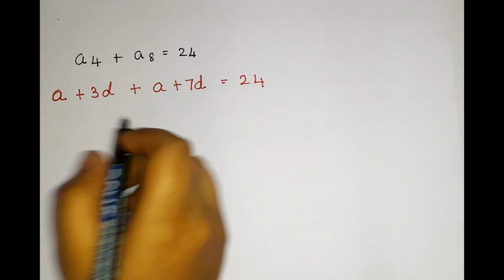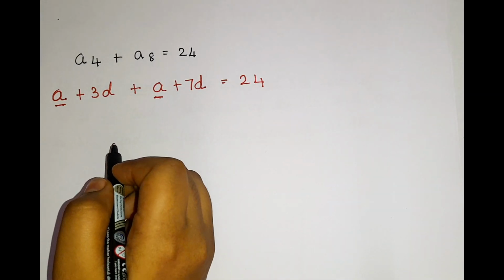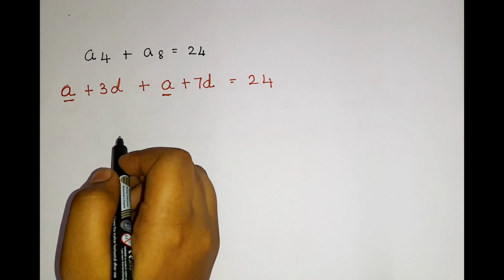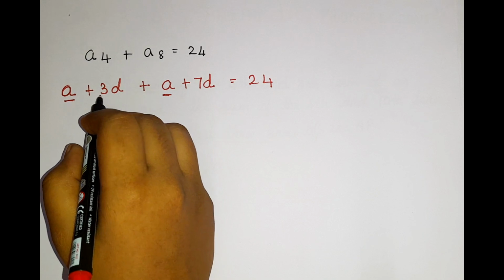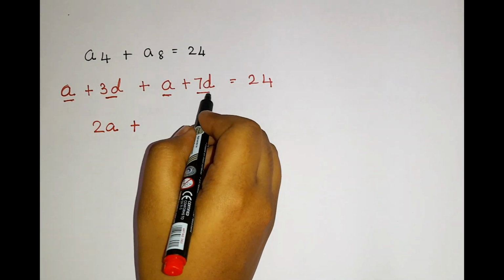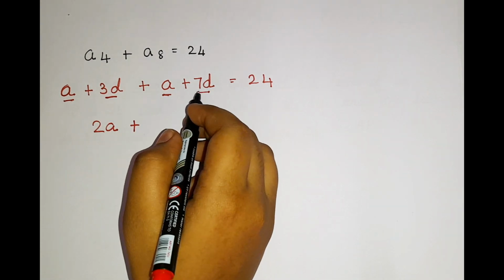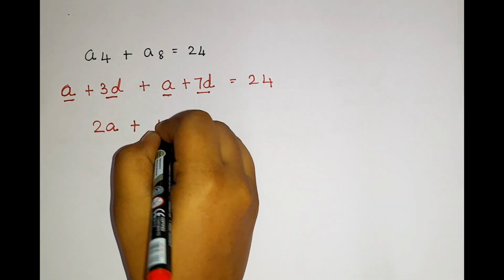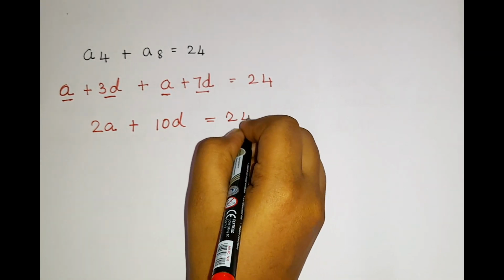Okay, so now let us solve them. Here I have A, here also I have A. So A plus A is 2A, and then plus, here I have 3D and here I have 7D. They both are like terms, so 3D plus 7D we get 10D, and then is equal to 24.